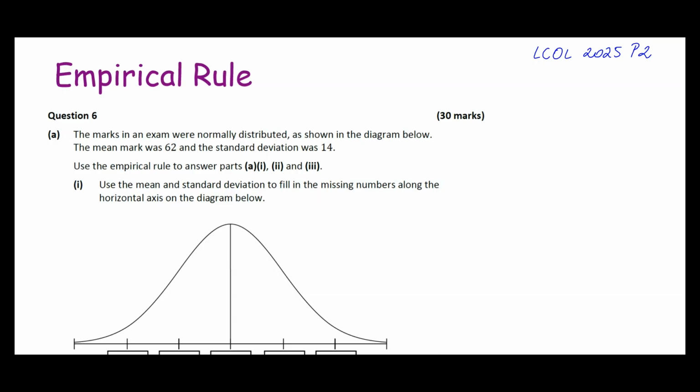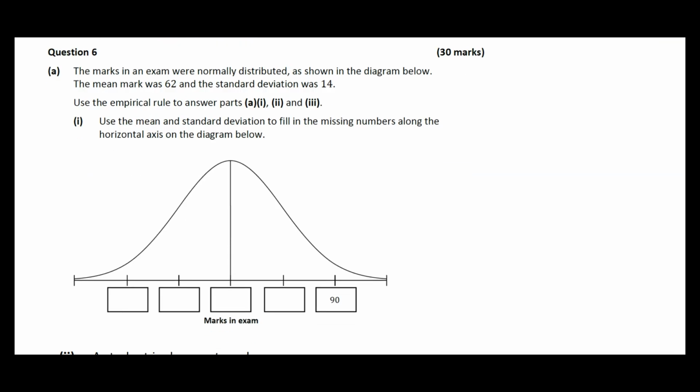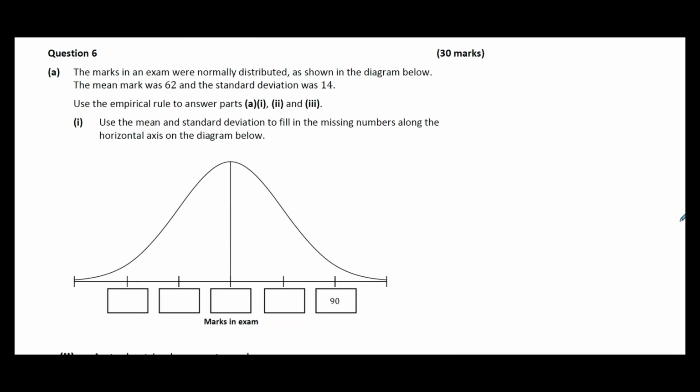Empirical rule. The problem with the empirical rule is that we have to remember the percentages, and that is the challenge because they are not in our maths table. But let's see. The marks in the exam were normally distributed as shown in the diagram below. The mean mark was 62 and the standard deviation was 14. So we have our numerical information, mean and standard deviation of 14. We have to use the empirical rule to answer all the parts.